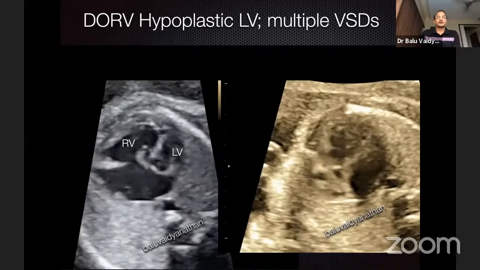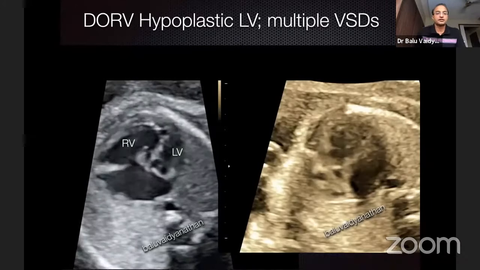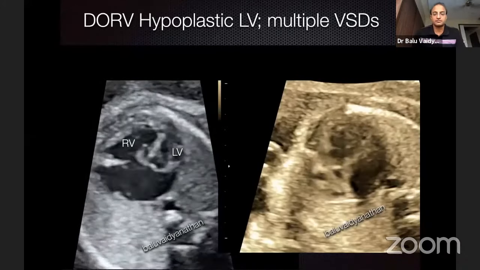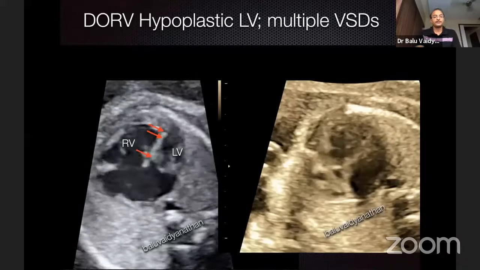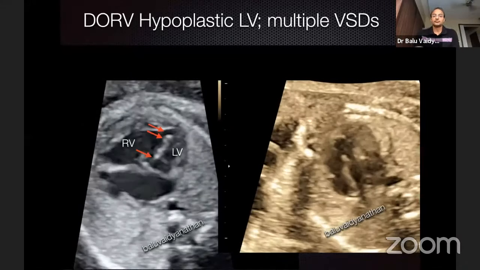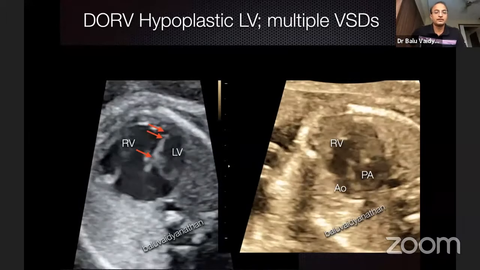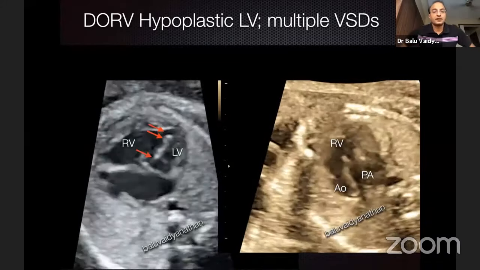So this is another example. Obviously, this is never a case for an anatomical correction, but look at the left ventricle. It is quite small, and there are multiple VSDs also. And this is a DORV where both the outflows are coming from the RV. So this is actually an example of a DORV with a hypoplastic LV.